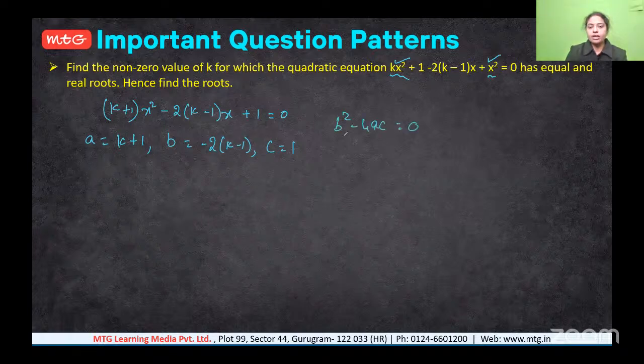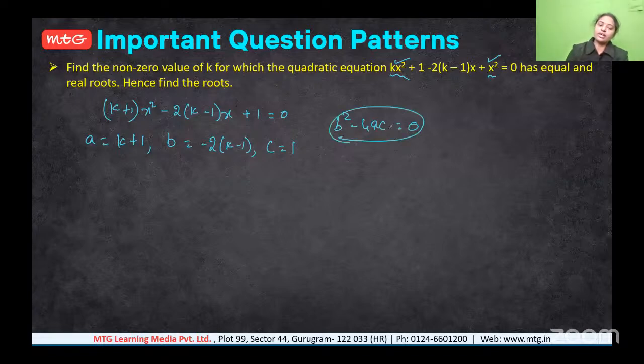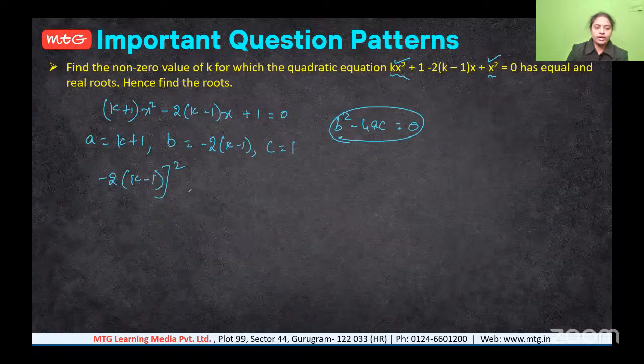These are my values. When the discriminant is 0, automatically I have to make b square minus 4ac is equals to 0. जब b square minus 4ac 0 करनी है उसकी वैल्यूज मुझे वहां रिप्लेस करनी है. चलो रिप्लेस करके देखते हैं क्या हो जाता है. Minus 2 into k minus 1 is the b value which is whole square minus 4 into k plus 1 into 1 equals to 0.